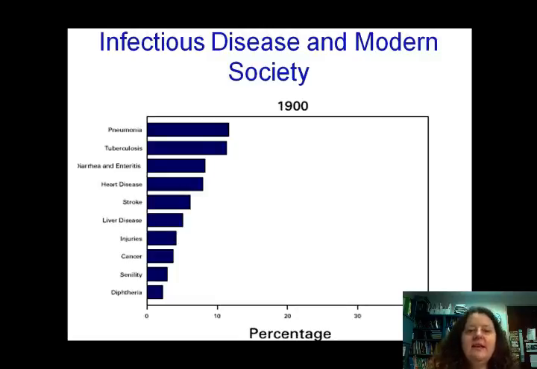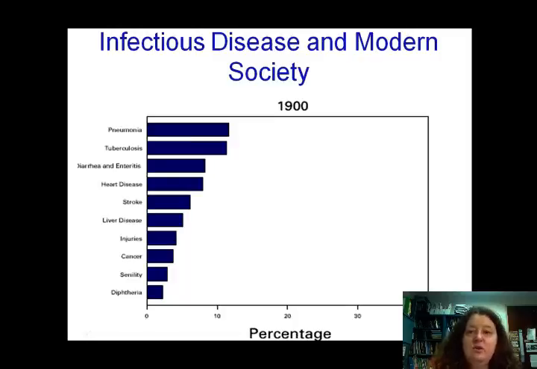Okay, so let's take a look at this graph for starters. This graph is showing the leading killers in the year 1900, and it might surprise you to learn that these are the leading killers in the United States of America in 1900. And the top three, pneumonia, tuberculosis, diarrhea, and enteritis, those are all infectious diseases. So a little over 100 years ago, the top killers were infectious disease.